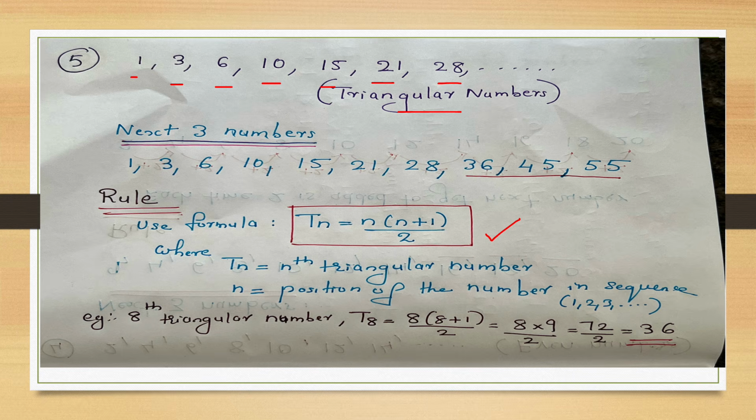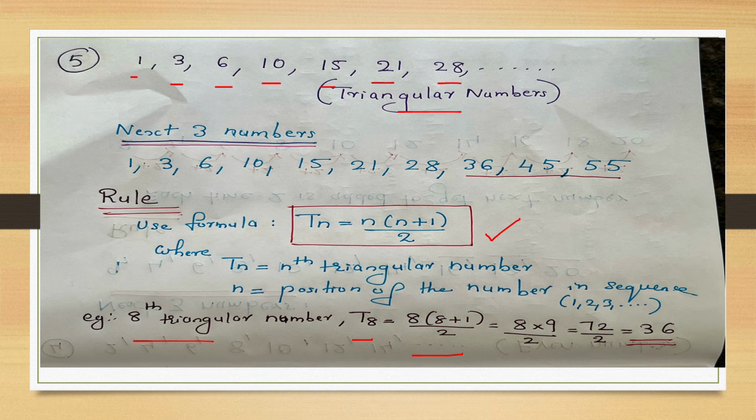Then, we have to find the next 3. So, we have to find the 8th triangular number, 9th triangular number, 10th triangular number. Okay, so using this formula we can find. Then what is n? n is the position of the number in the sequence. Suppose we have to find the 8th triangular number, that is T8. Instead of n, you write 8. T8 is equal to n into n plus 1 by 2. Here, what is the value of n? 8. So, 8 into 8 plus 1 by 2.